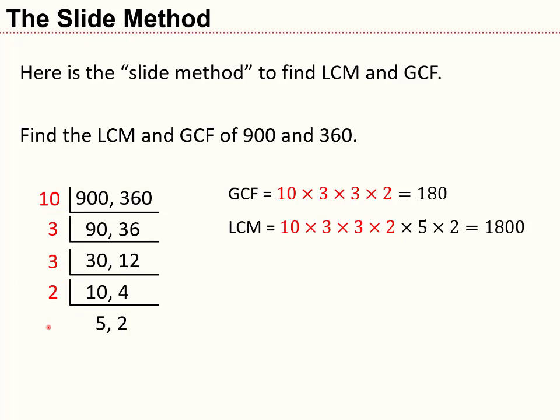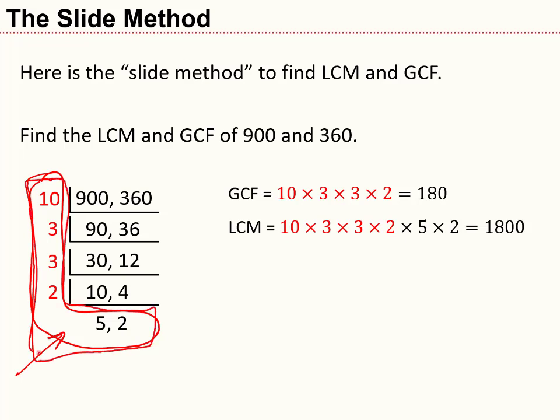But the least common multiple, in order to get the least common multiple, I'm going to do the numbers on the left and the numbers on the bottom. I multiply those together. And look at this. Isn't this nice? This shape, it makes an L. So this is how you can remember L for least common multiple. I multiply all the numbers together in the shape of the L.